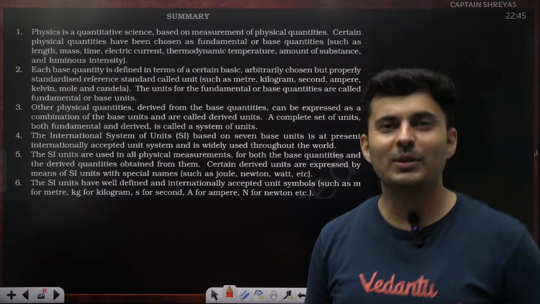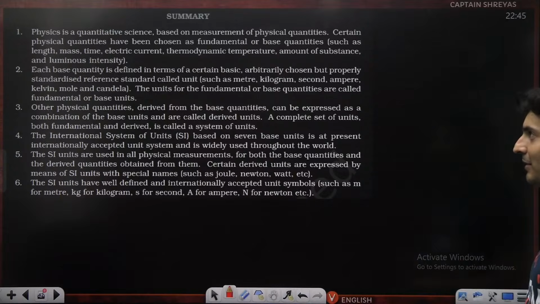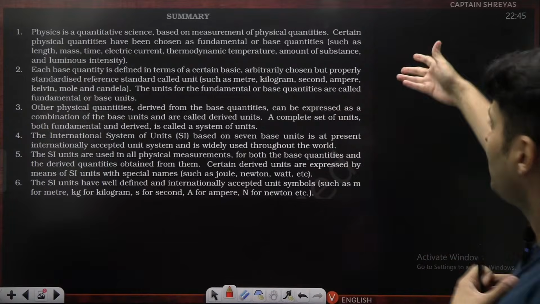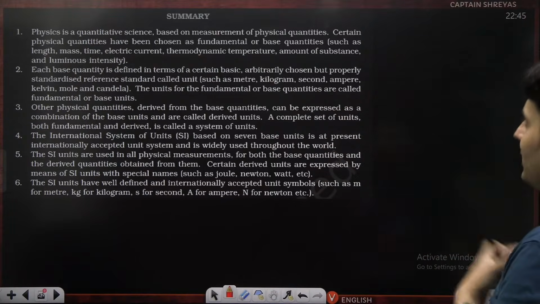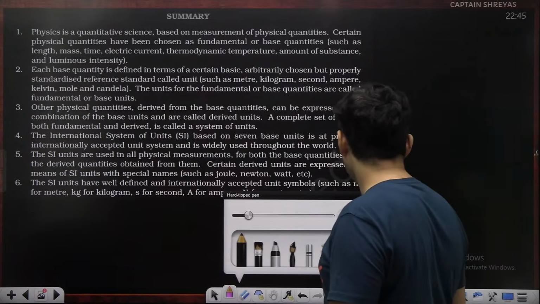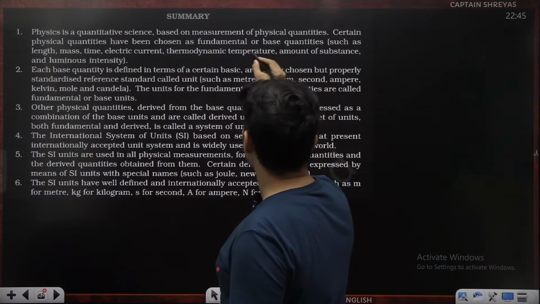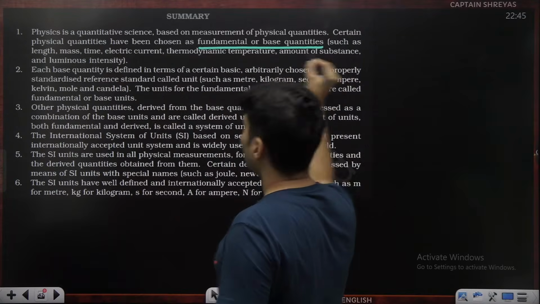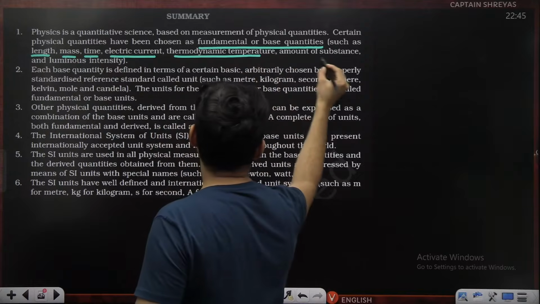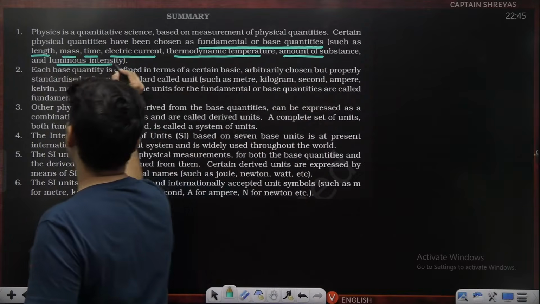So let's come to the summary of this entire chapter. What have we done till here? Physics is a quantitative science based on measurement. Certain physical quantities have been chosen as fundamental. So first, remember at the start of the chapter, we talked about fundamental or base quantities. What were they? Length, mass, time, current, temperature, amount of substance and luminous intensity.